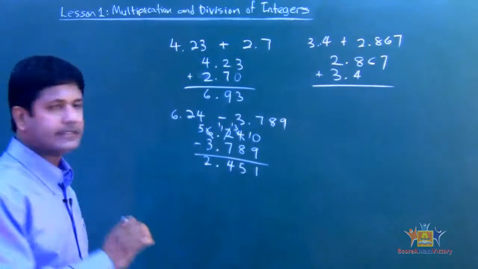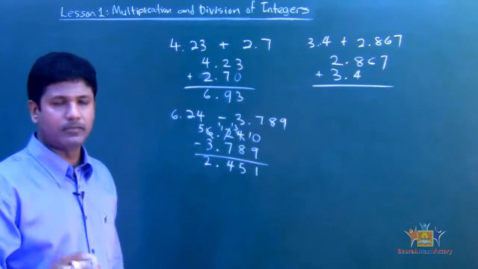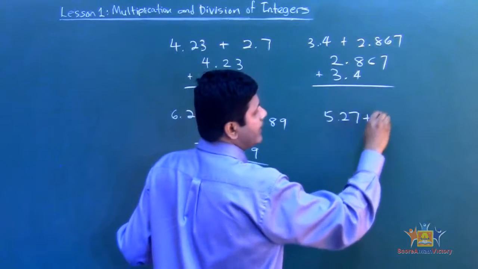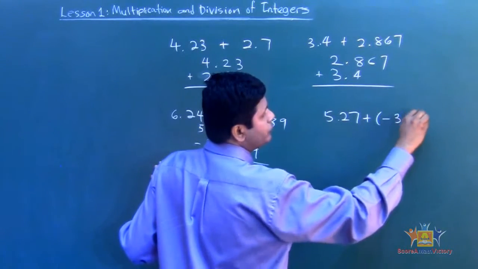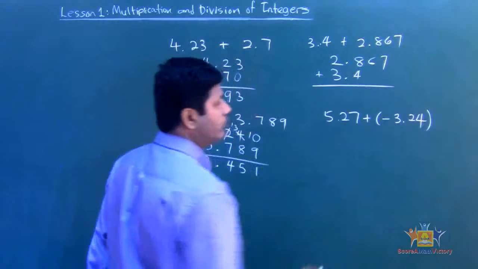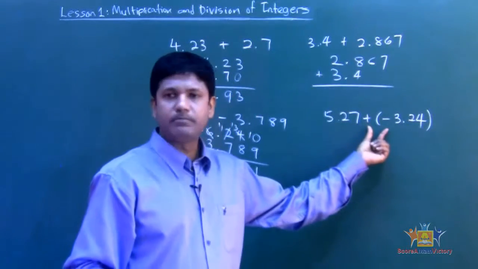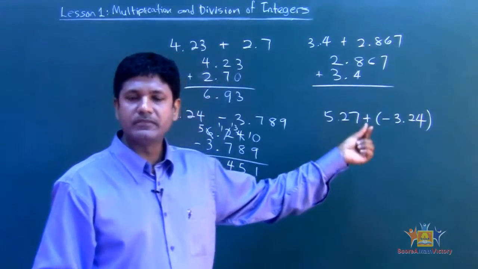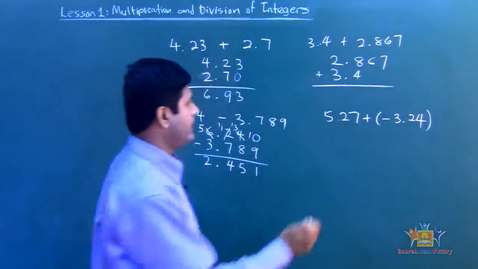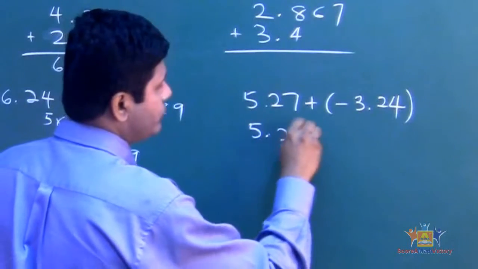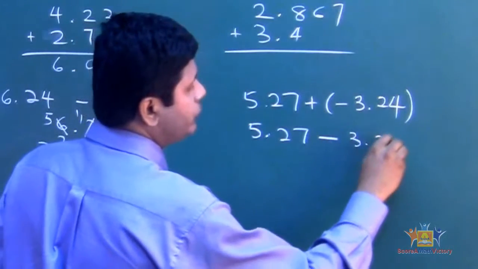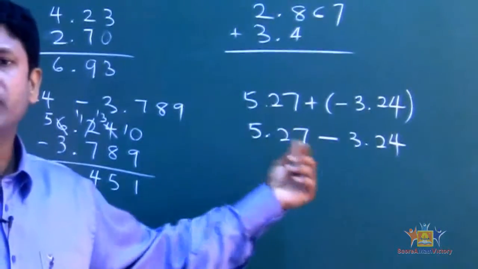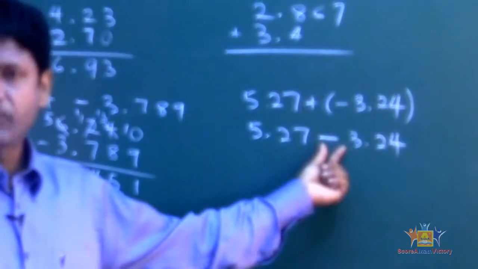Okay, so now let's say you have negative and positive decimals. Let's say I have 5.27 and I'm adding a negative 3.24. So what do I do? Combine this plus and minus. What would that be? Plus times minus, or positive times negative? It's going to be negative. So pretty much 5.27 minus 3.24. Then what do you do? You line them up and you subtract, because this one became a subtraction operation.